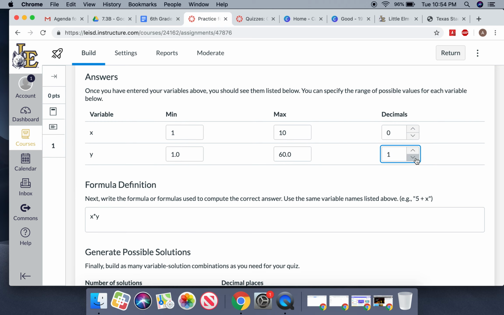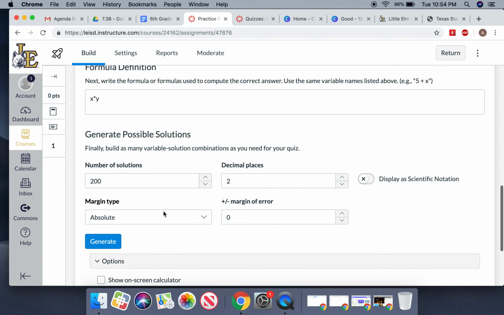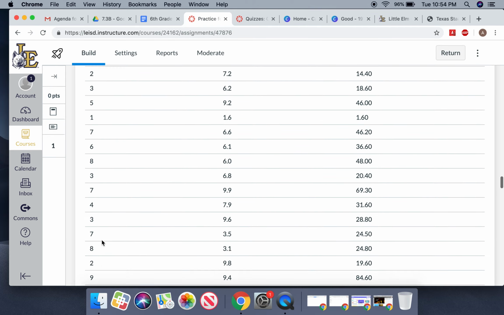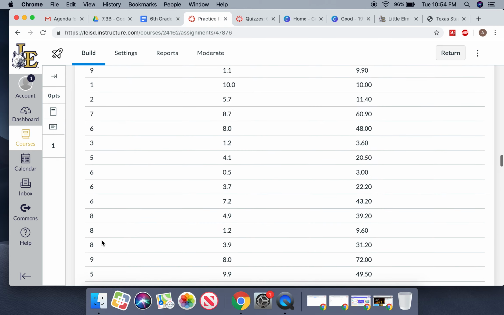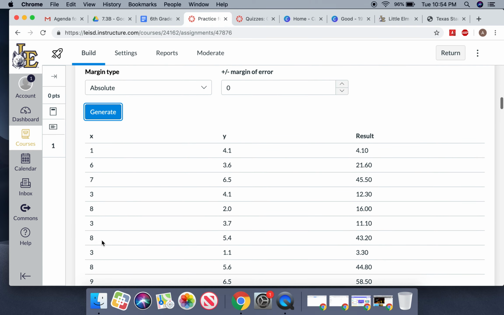Okay, so let's do x times y. Now, if you really think about it, now that we're defining two different variables, we should be able to create a lot more answers, or a lot more questions. So let's see if we go 200, if we can create 200. And see, now you can, because it's using all the different possibilities of all these numbers, whether it's from 1 through 10 or 1 through 60 for the minutes.